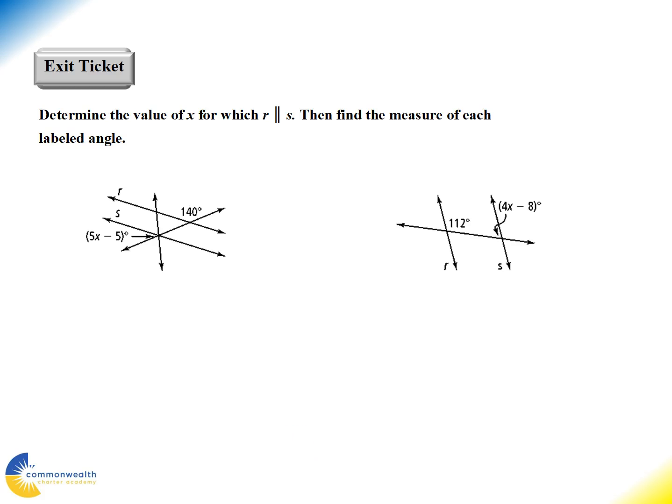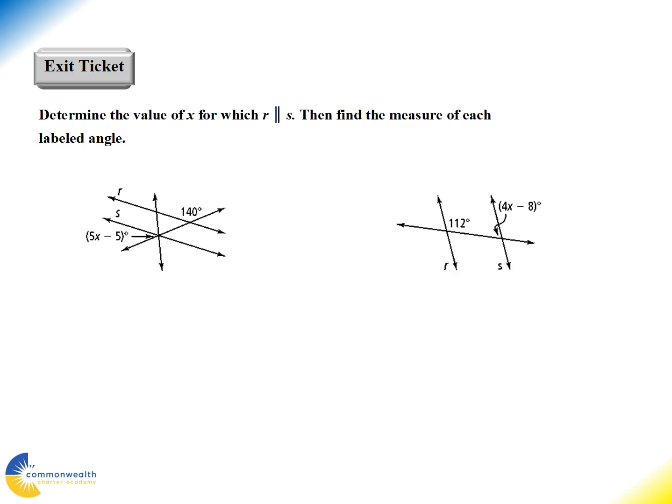So let's go through the answers to the exit ticket questions that you were asked. In both cases, you're looking to find a value of x that would make R parallel to S. The whole idea is that you want to set up the use of one of the converses that we learned about in this lesson to establish that the lines are parallel.